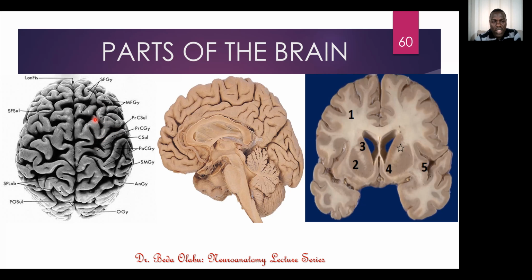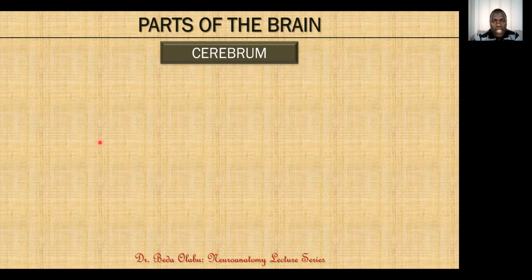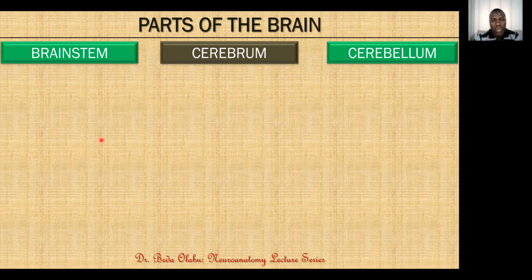Therefore, the cerebral cortex is highly convoluted. The elevations are called gyri, and the depressions, we name them as sulci. This is just to state that in a different way, that yes, we have three parts of the brain: brainstem, cerebrum, and cerebellum.